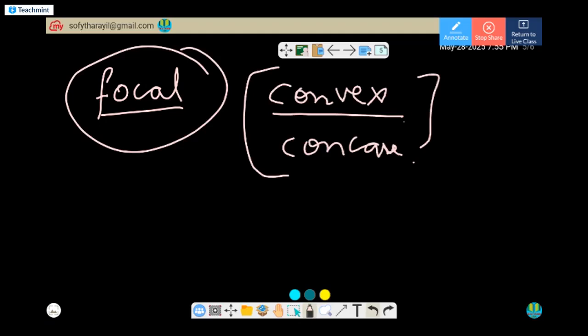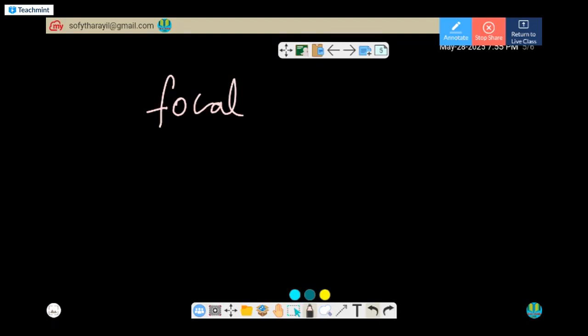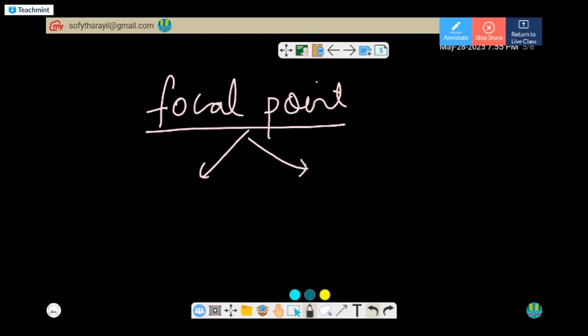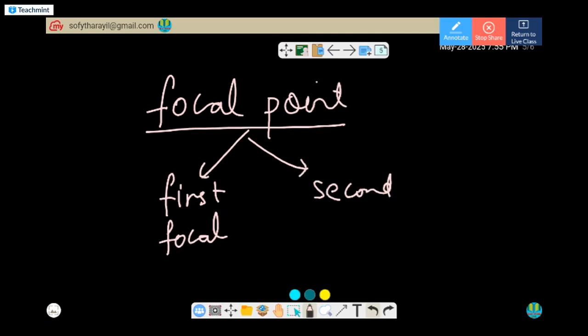I've already given you the shorter key points that you can remember. But why is the focal point for convex different from the one for concave? First, you should know what a focal point is, and there are two types of it: a first focal point and a second focal point. Concentrate here. This is very important because this is the most confusing part when we consider the diagrams and also the definition.